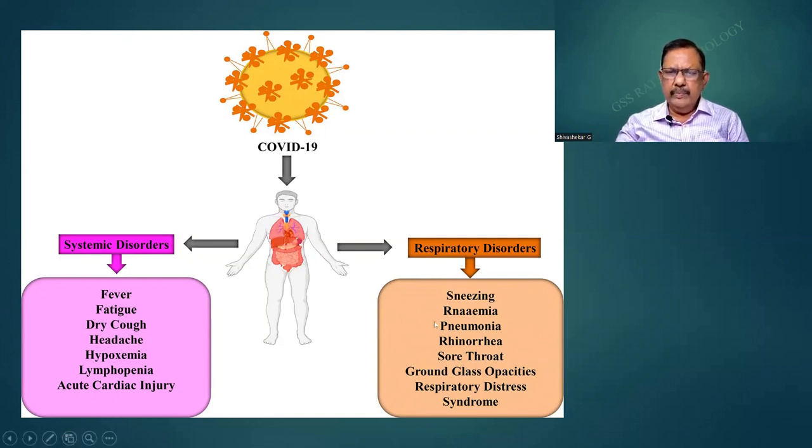And this is the other, sneezing. And there is one called RNAemia. So the RNA gets affected, there is a paucity of it leading to a decrease. Just like anemia is absence of blood itself. Pneumonia, rhinorrhea, sore throat. Ground glass opacities is again a common term that can be used for any of the viral infections. Go back to hepatitis B virus, you will be finding the ground glass opacity within the hepatocytes. And respiratory distress syndrome is always coexistent with any of the systemic disorders.